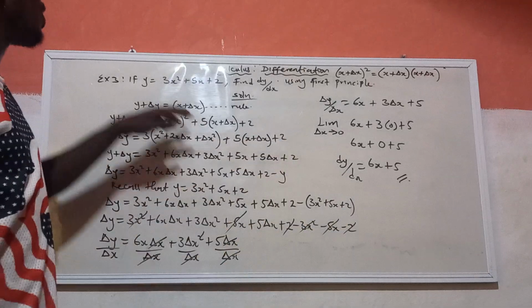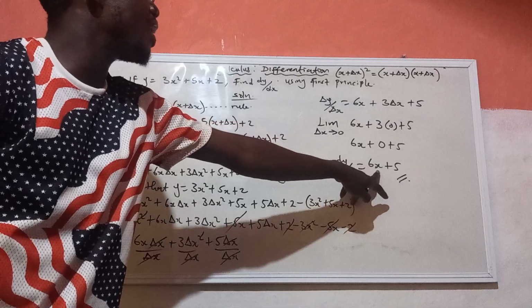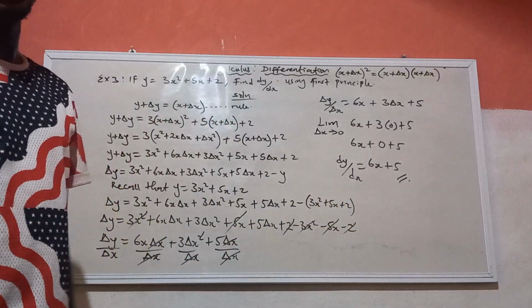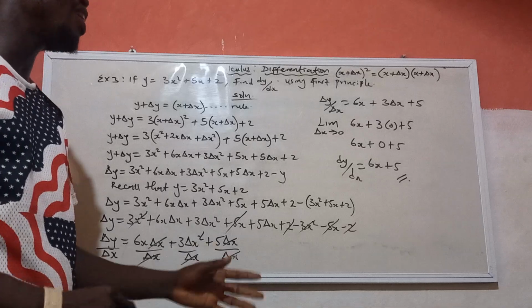That is, when you are told to solve this problem using first principle, your final answer will be 6x plus 5.